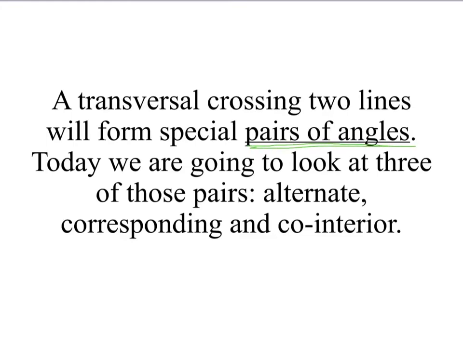There are different angles that form when a transversal crosses two other lines. Today we're going to look at 3 of those special pairs: alternate, corresponding, and cointerior. We're going to look at 3 of the special types of angles that a transversal creates when it crosses 2 other lines.